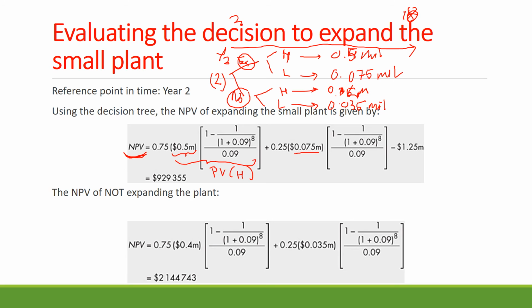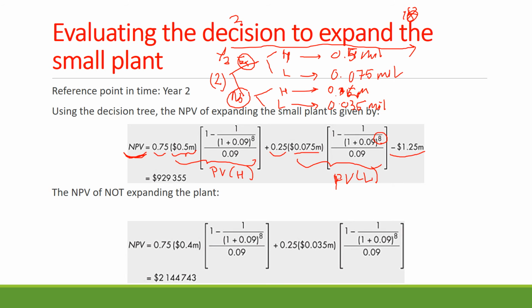Similarly, for the low demand scenario, this is once again an annuity with an annual cash flow of 0.075, and we have 8 cash flows, right? We then have a PV. Okay. We then weigh them up using the relevant weighting factors, which is the probabilities, right? So there are 75% for high demand and 25% probability for low demand. Okay.